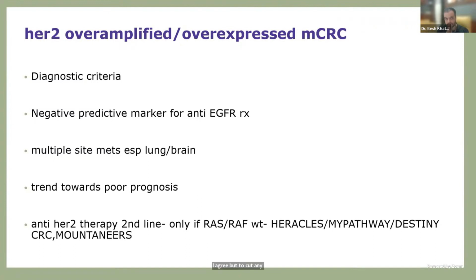So just to conclude, HER2 is generally a negative predictive marker for anti-EGFR therapy, and these patients have more predilection for metastases in the lung as well as brain because of HER2 tropism. They have a trend towards poor prognosis, and HER2 targeted therapy can be added from second line onwards, preferably dual HER2 targeted therapy. I think I would rest my case here.